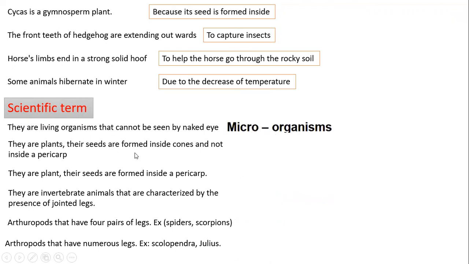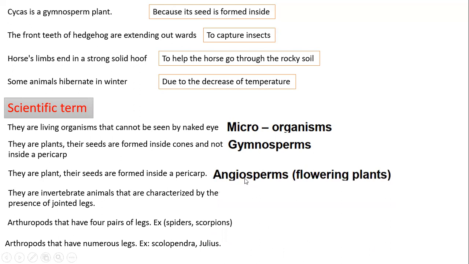They are plants. Their seeds are formed inside cones. They are what? Inside cones, so gymnosperm. They are plants. Their seeds are formed inside a pericarp. Yes, flowering plants or angiosperms. So you can say angiosperms or flowering plants.